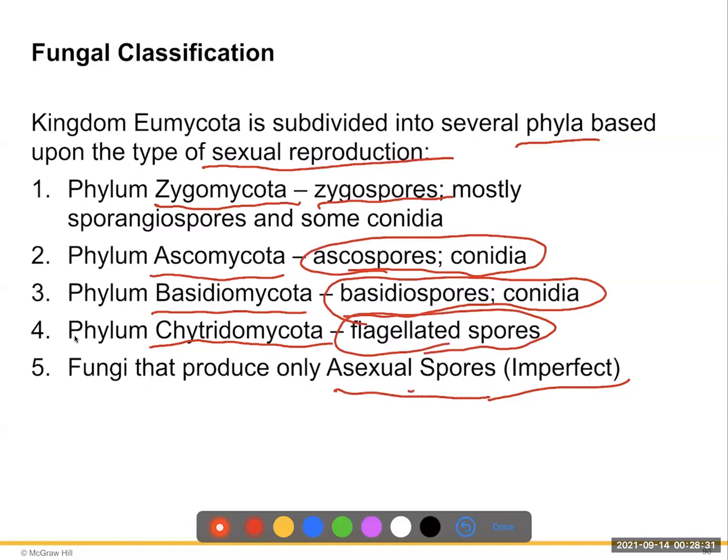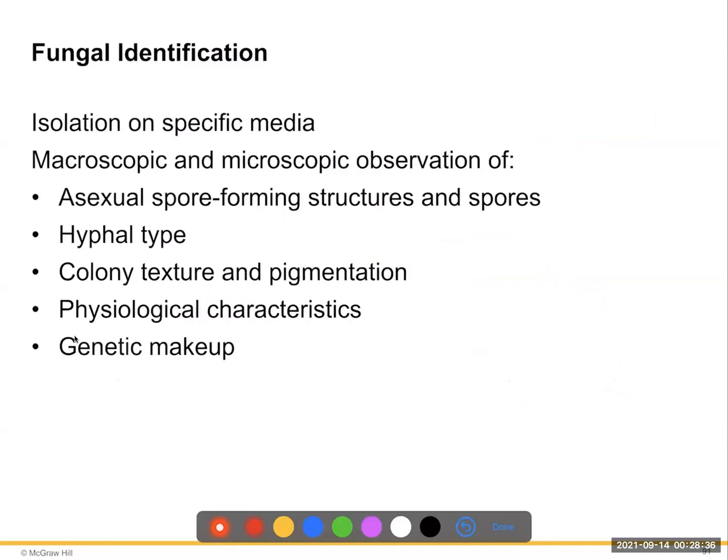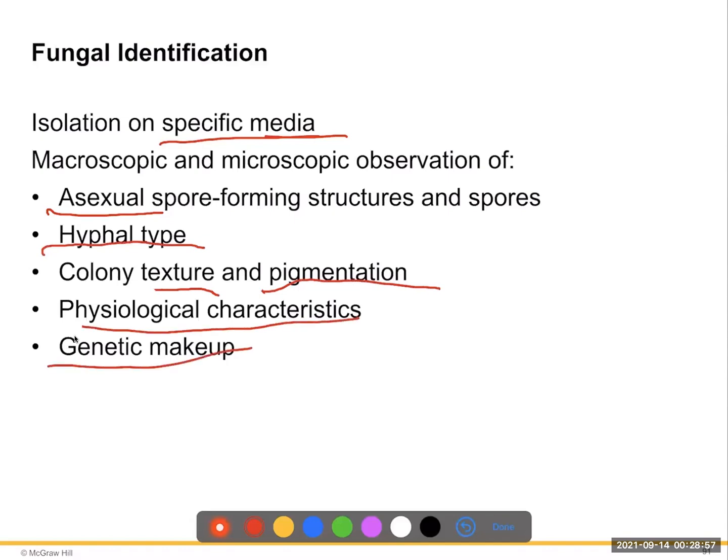There are different classifications for fungi. We identify different fungi based on a specific media that we put it on. Macroscopic and microscopic observation, the asexual spore-forming structures and spores, the type of hyphae that it forms, the colonies that it forms, the different pigmentations, the physiological characteristics, and the genetic makeup. We use all those to help identify different types of fungi.